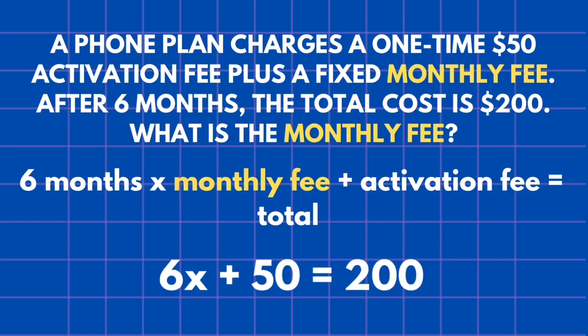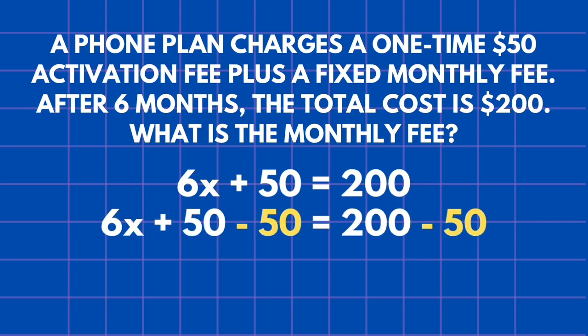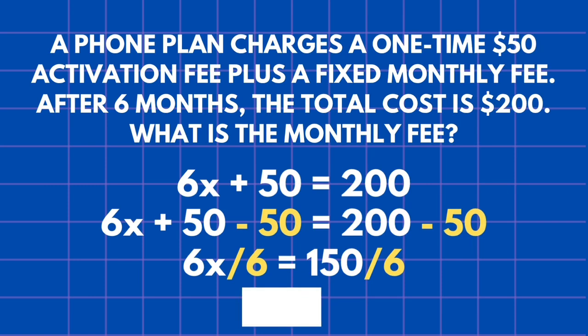Step 2 is write out the equation. We have the number of months, which the question says is 6, multiplied by the monthly fee, which we defined as x, plus the $50 sign-up fee, which equals $200. This gives us 6x plus 50 equals 200. Now to solve for x, we're going to start by subtracting 50 from both sides. Then we'll divide both sides by 6, giving us the result of x equals 25.